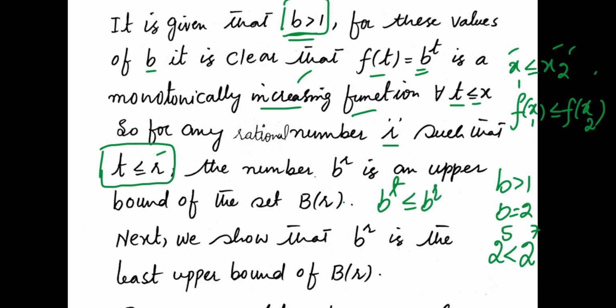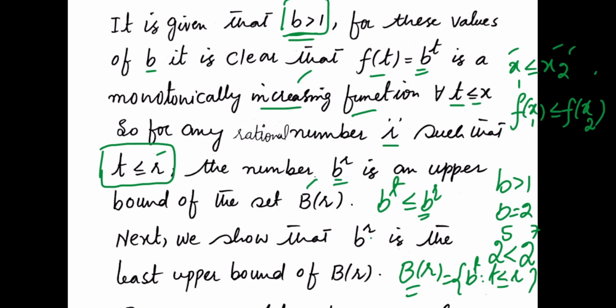This shows that for this set B(r), which is equal to b raised to power t, where t is a rational number, this set has a supremum, or a number which is greater than or equal to every number of this set, namely b raised to power r. So the number b raised to power r is an upper bound of this set.